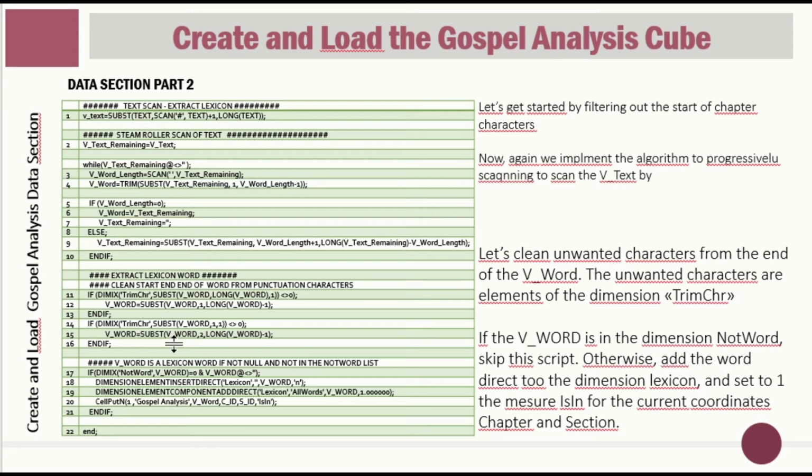Then before we do that, we clean start and end of word from punctuation characters with the first trim character, and the second instruction: if the word doesn't exist in the trim character ancillary dimension, then we put that word into the dimension lexicon.